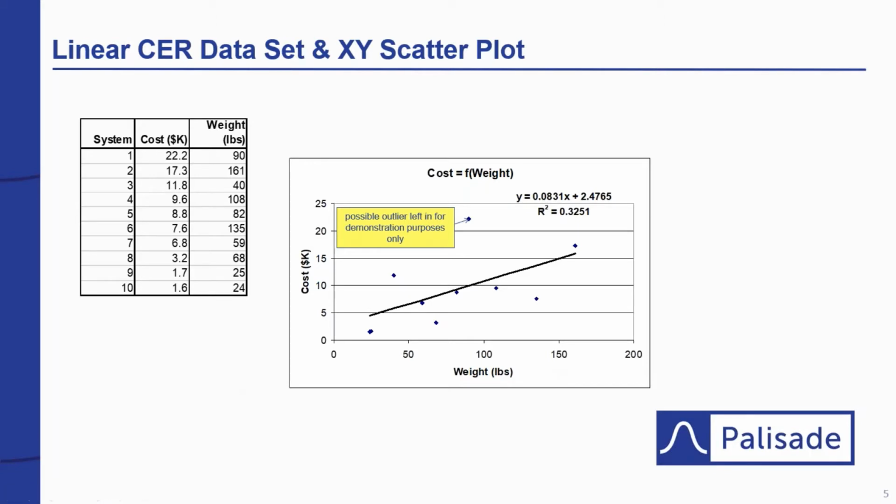Off to the right you see an XY scatter that shows the 10 systems' costs along with their weights, and you can see there does seem to be a slight upward trend, which is trying to suggest to us that as weight goes up, cost goes up, which most people would know for electronic systems seems a little counterintuitive, but that's what the data is showing us.